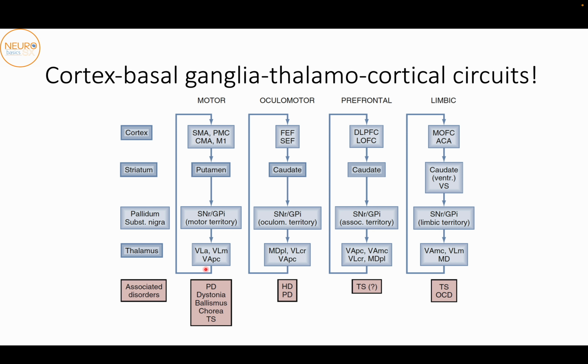And similar pathways exist involving similar structures for all the other different circuits. Now, it has been found that particular circuits and particular nuclei are targeted in different diseases. The ones that we're focusing on in this lecture should obviously target the motor pathway. So, the ones that we care about particularly are PD and dystonia. But as you can see, there are some movement disorders like Huntington's and Tourette's which can target other pathways as well.